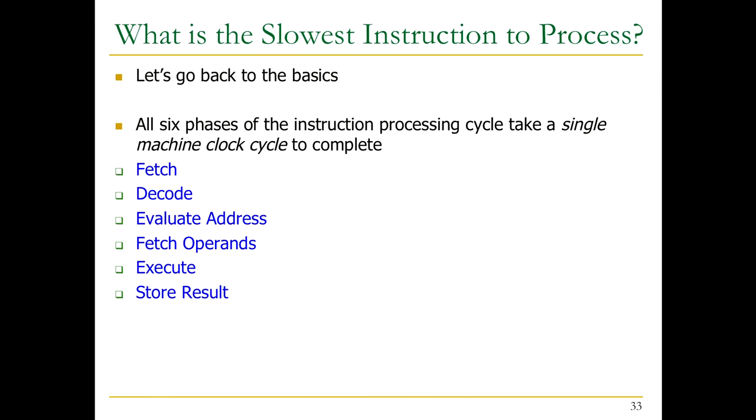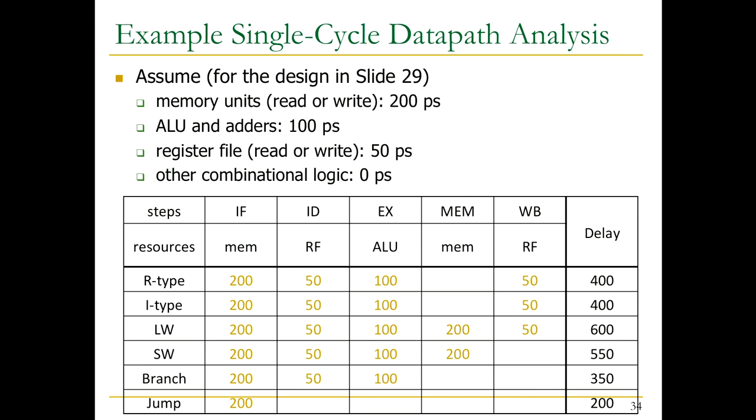Okay, I'm going through this quickly, but you know all of this hopefully. So this is basically the analysis that we do. Memory units take 200 picoseconds, read or write. ALU and adders take 100 picoseconds. Register file takes 50 picoseconds, and we're going to assume generously that other combinational logic is 0 picoseconds. It's clearly not true, right? But that's okay. We're approximating here now.